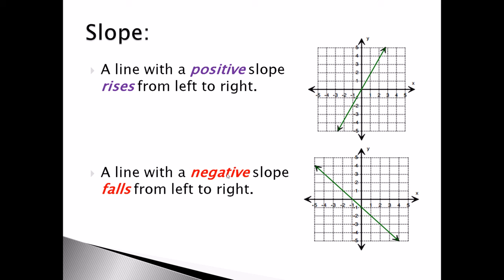Hence, a line with a negative slope falls from left to right. So I'm like, oh, hey, here's a line. There we go. So that's going to be a negative slope.